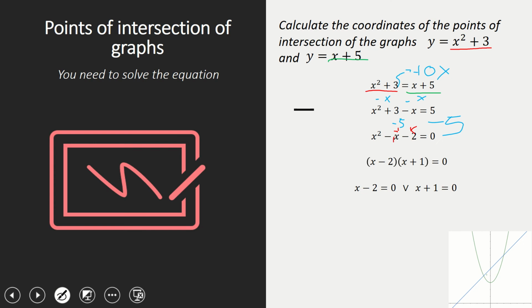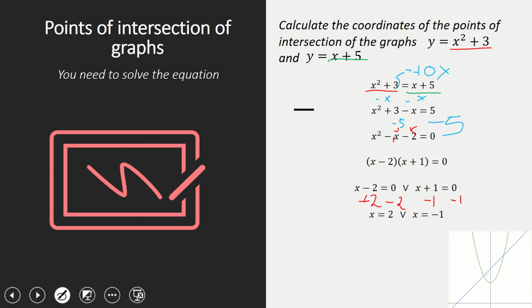So either x minus 2 needs to be 0, or x plus 1 needs to be 0. So I can already see it. I can see, oh, that's 2, and oh, okay, that's minus 1. But if you do not see it, then please use the balance method again. And of course, what you do on the left, you need to do on the right as well. So you will get this.